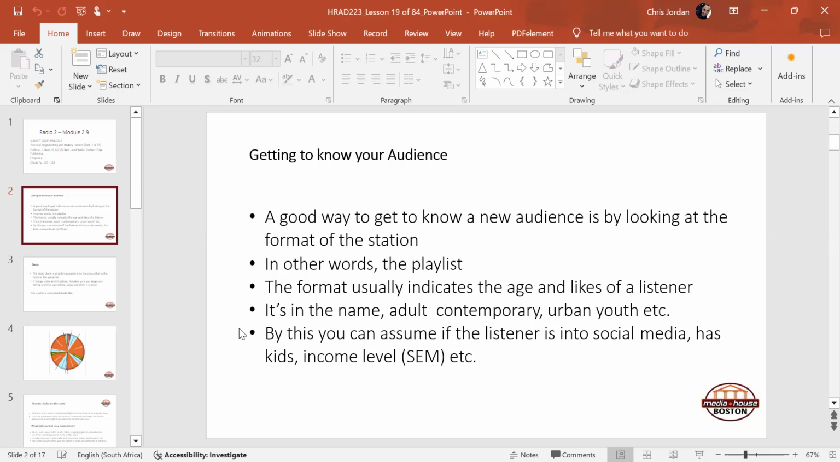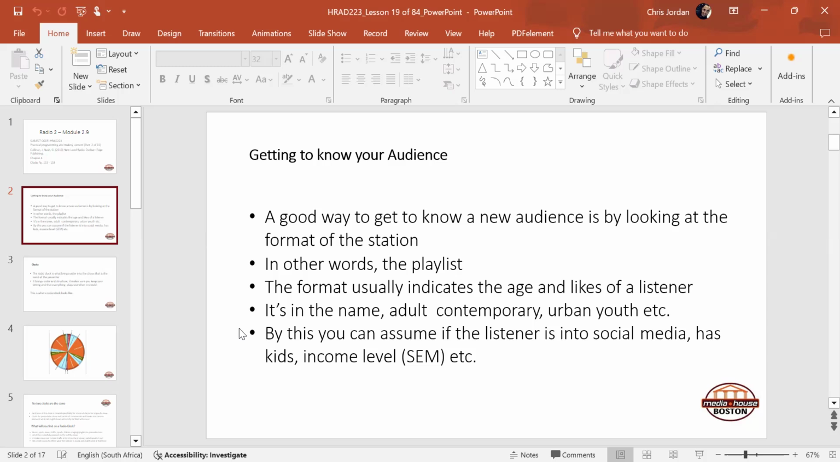In other words, what is included in terms of music, because obviously talk does not have a quote unquote playlist with music. We're talking about the music formatted stations. So the format usually indicates the age and the likes of a listener. It's in the name, the adult contemporary music or station format. Urban youth, as we said, the alternative youth. We also had an example of dance contemporary, dance hit radio, which we don't have over here, as we discussed before.